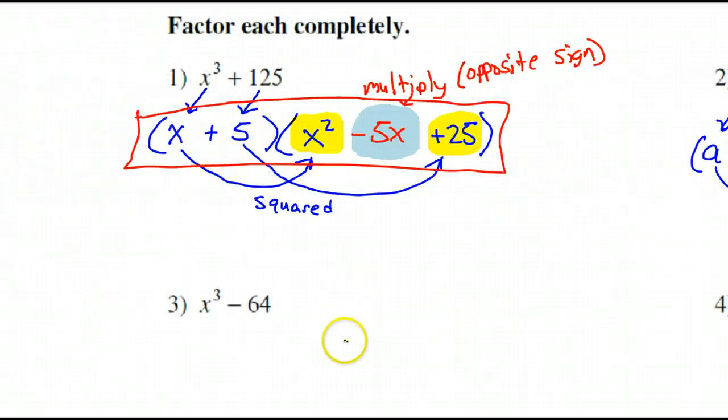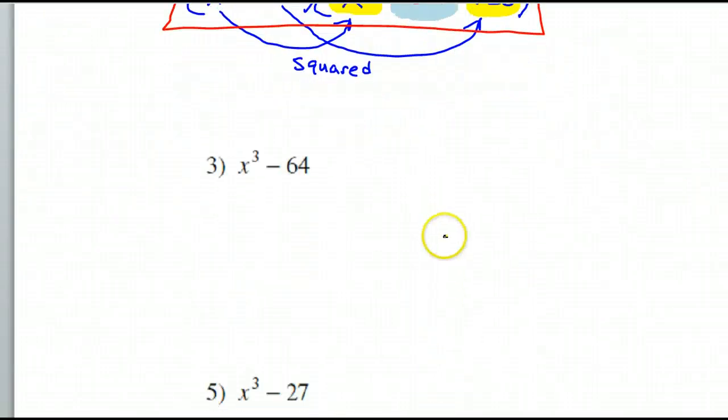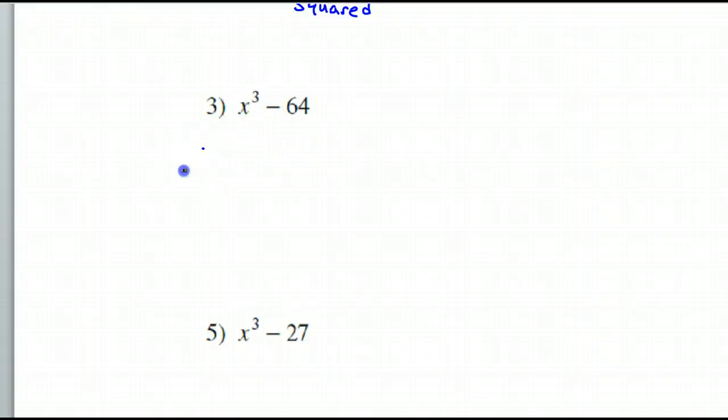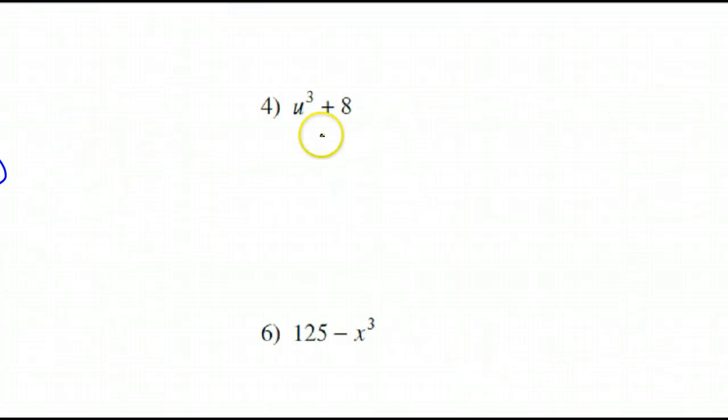Okay. Number 3. Wait a minute. Oh. I was about to say, that looks really familiar. It's almost the same, except for the minus. So, binomial, trinomial. The binomial is just going to be x minus 4. If I square these, I get x squared plus 16. This will always be positive, since a negative times a negative is positive. And then for the middle, I multiply them together, and I get 4x, but it'll be the opposite sign, so positive. All right, number 4.